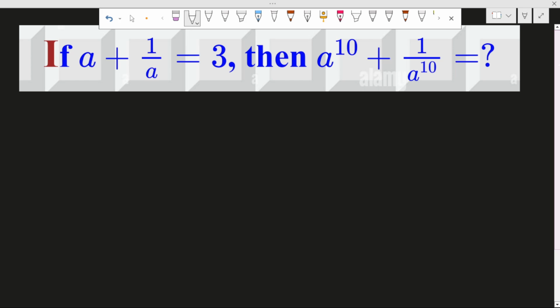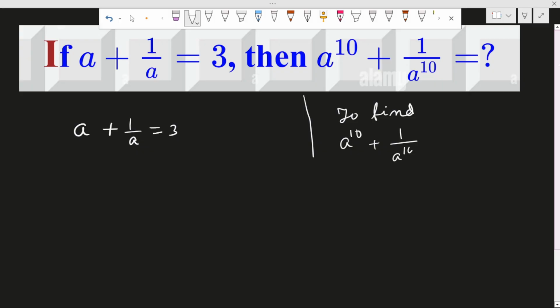Now writing the first given condition: a plus 1 by a is equal to 3. To find a to the power 10 plus 1 by a to the power 10. Naming this equation 1.